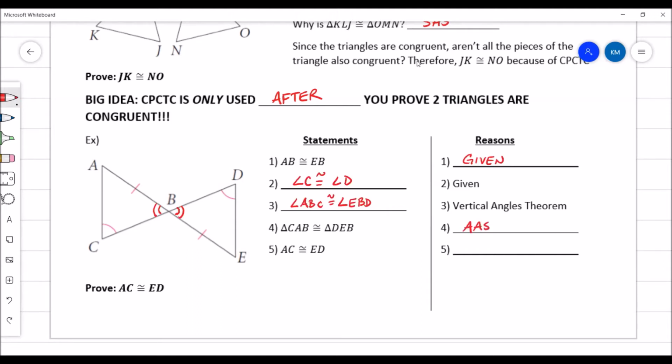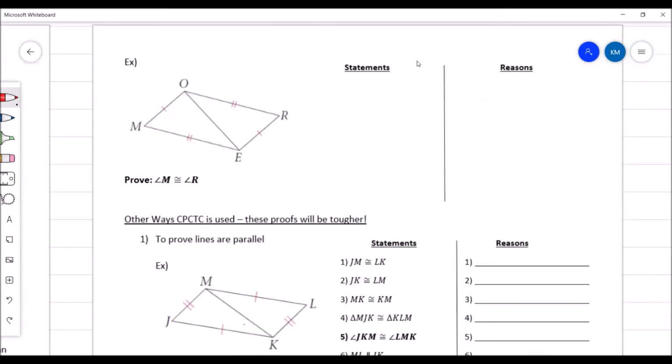And so now that we've proven that these triangles are congruent to each other, now we can say their corresponding parts must then be congruent as well. So AC is congruent to ED. And you'll see that AC is here, ED is here. Our congruent statement also shows that. So AC is congruent to ED because of CPCTC, corresponding parts of congruent triangles are congruent. And there's our proof.